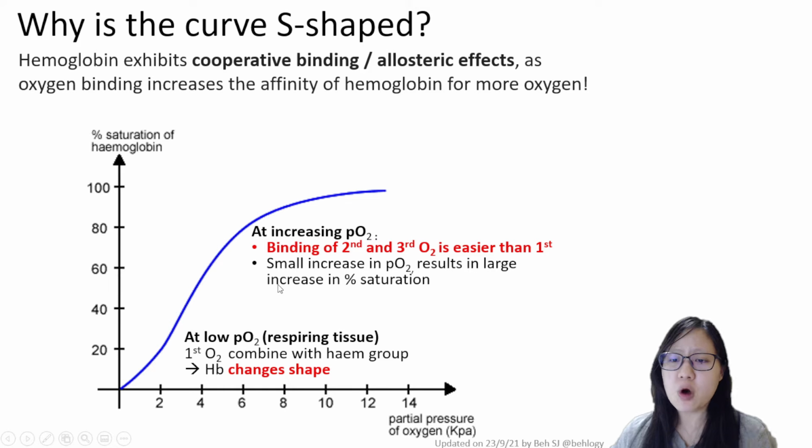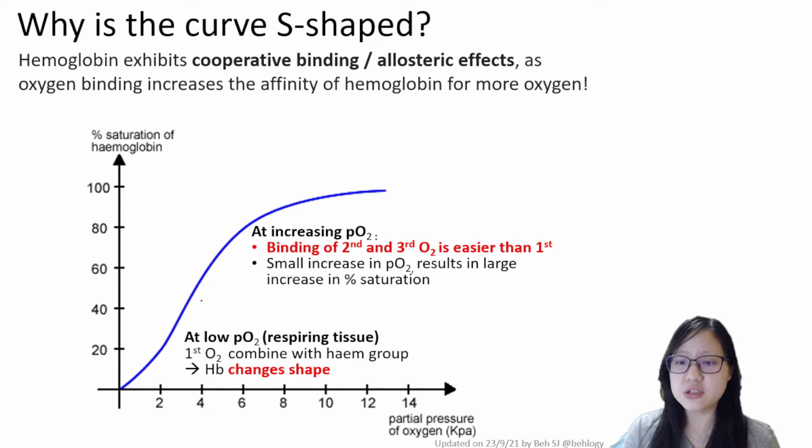So, a small increase in partial pressure of oxygen would result in a large increase of percentage saturation. So you can see here, the gradient is less steep, but here the gradient is more steep. The increase of percentage saturation is higher.